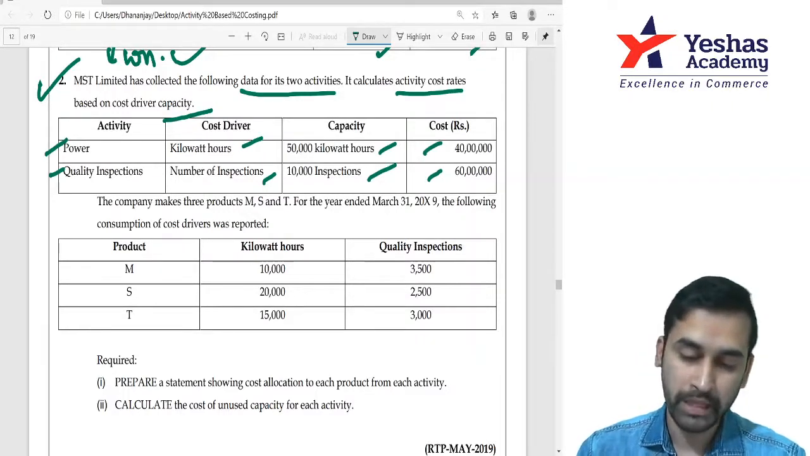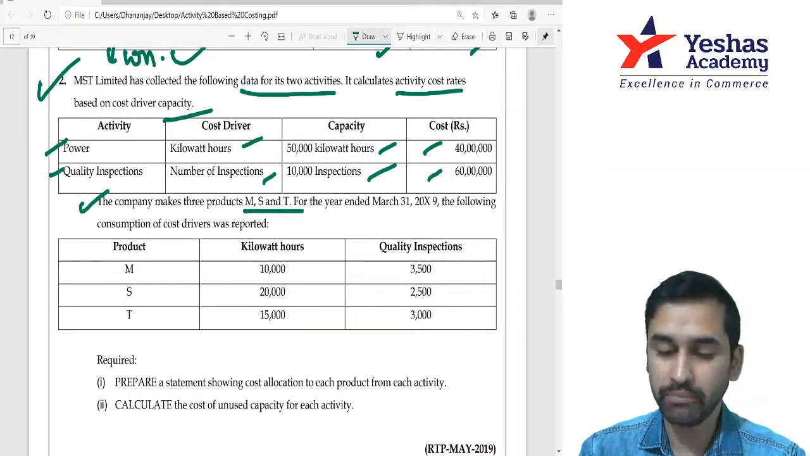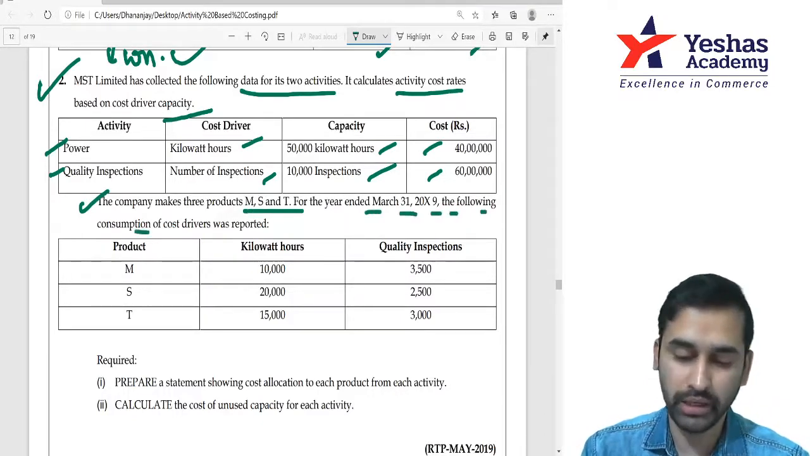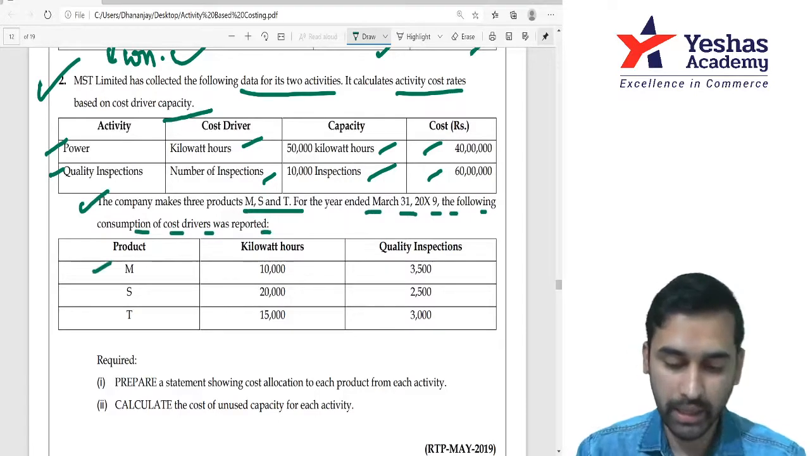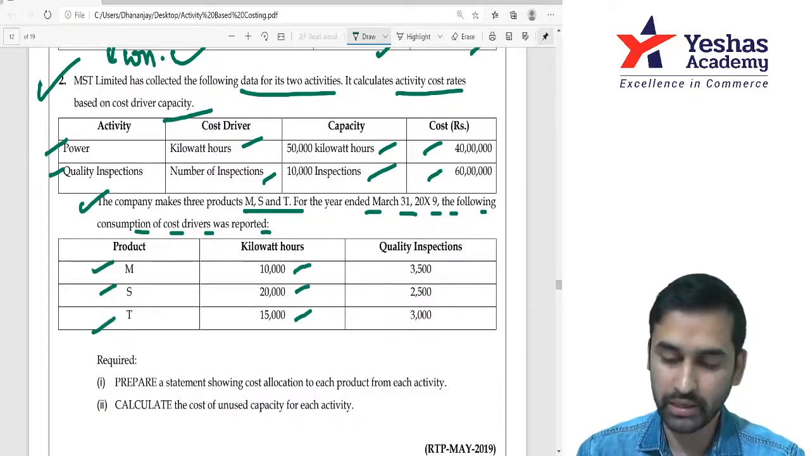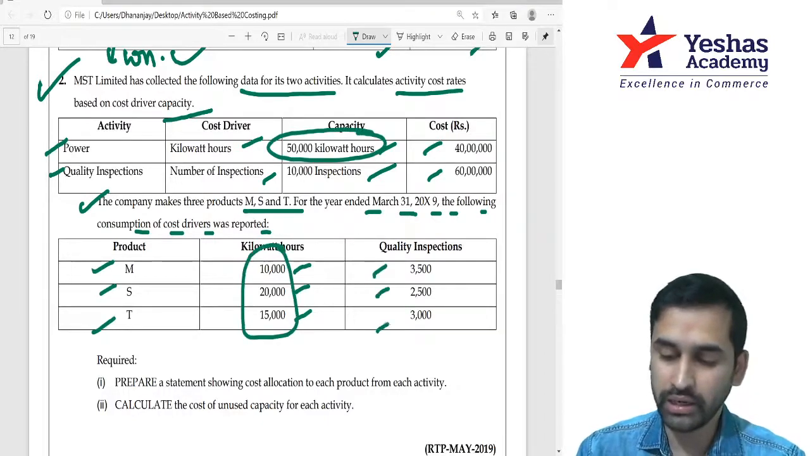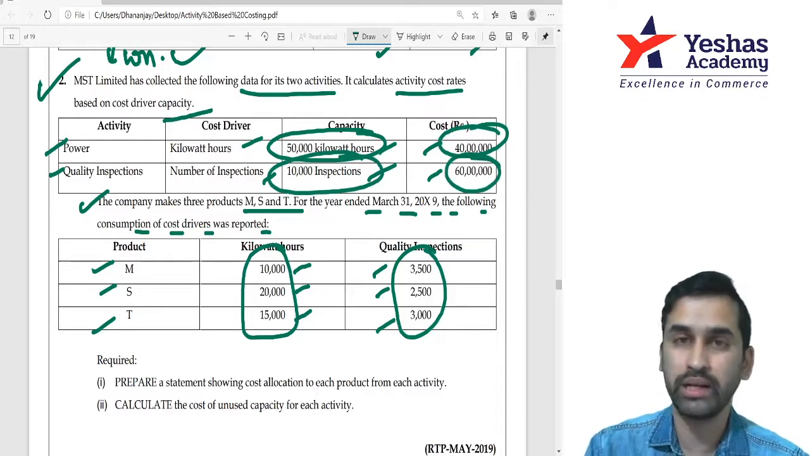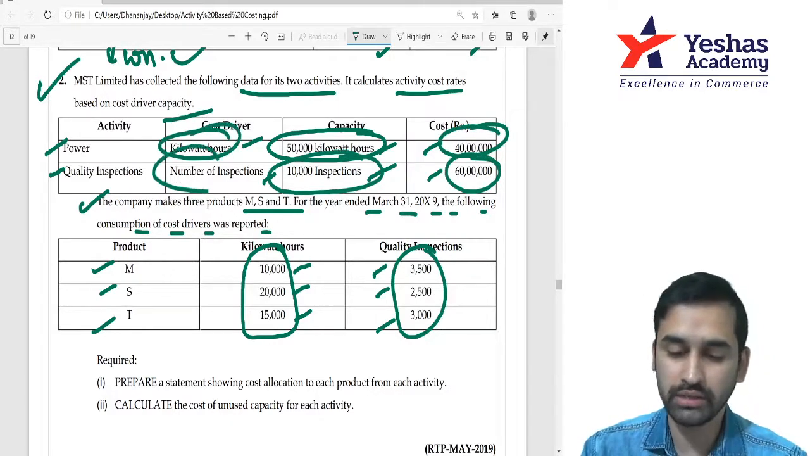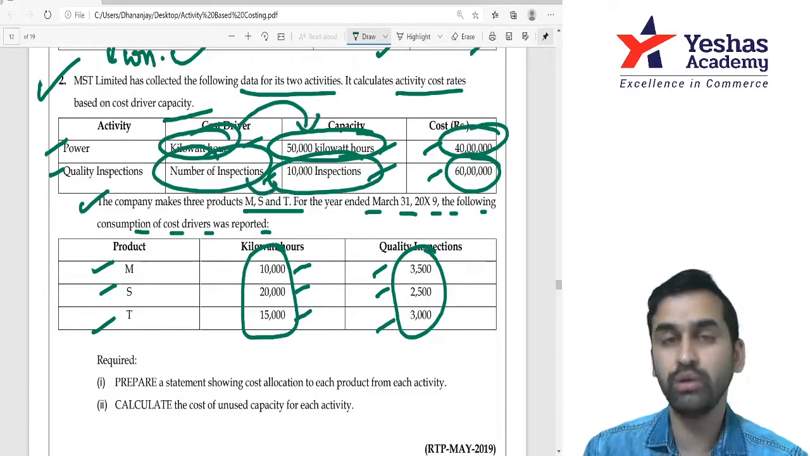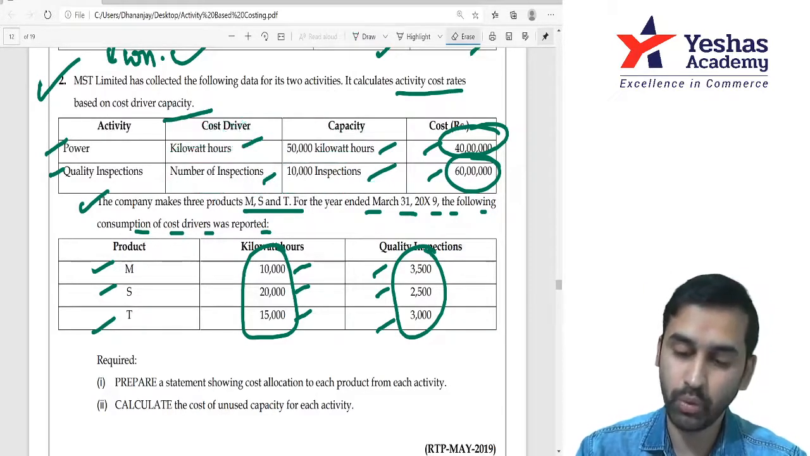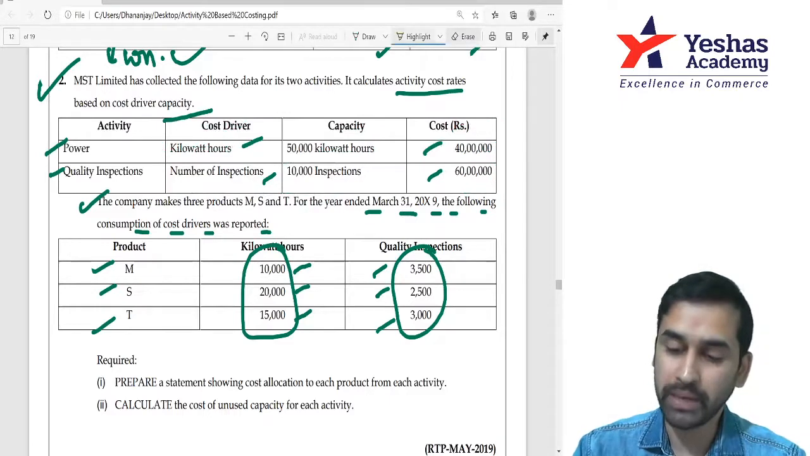Good. The company makes 3 products, M, S and T. For the year ended 31st March, the following details are given. M, S and T kilowatt hours, that is here, this number, and then quality inspection, that is here. That means very simple, 2 overheads, 2 cost drivers, cost driver volume is also given. But one thing you must observe here. What? Look at the capacity numbers.